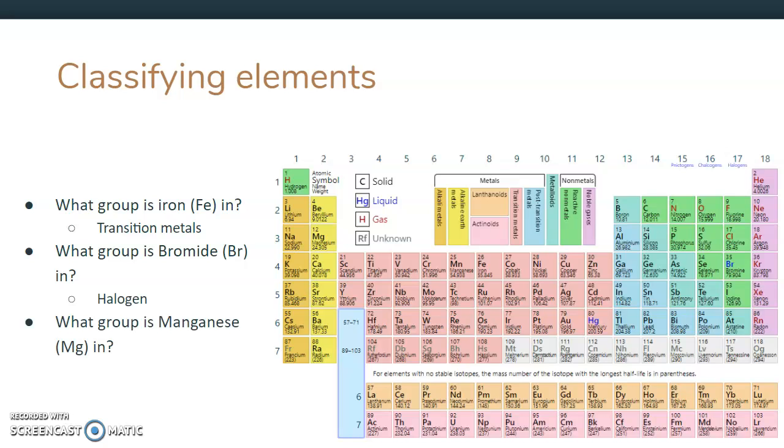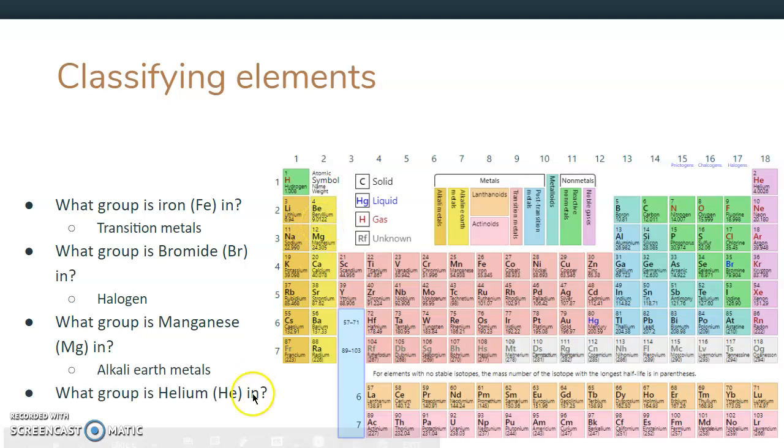What group is magnesium in? So magnesium is Mg. We find it at number 12, and that is alkaline earth metals. So alkaline earth metals like to give up both of their valence electrons. They're in group 2, so they have 2 valence electrons, and they like to give that up so that they can be stable as well.